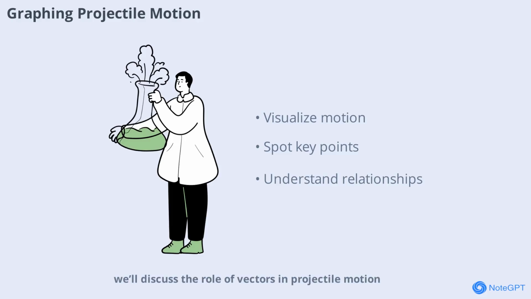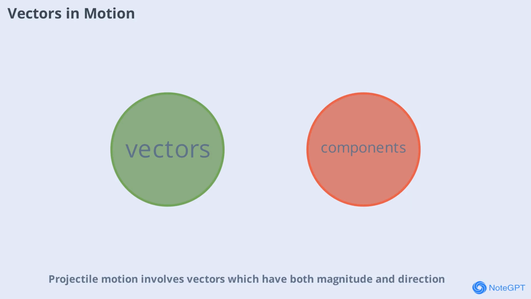Next, we'll discuss the role of vectors in projectile motion. Projectile motion involves vectors, which have both magnitude and direction. The initial velocity is a vector, and it can be broken down into horizontal and vertical components. Understanding vectors helps you analyze and solve problems more effectively.